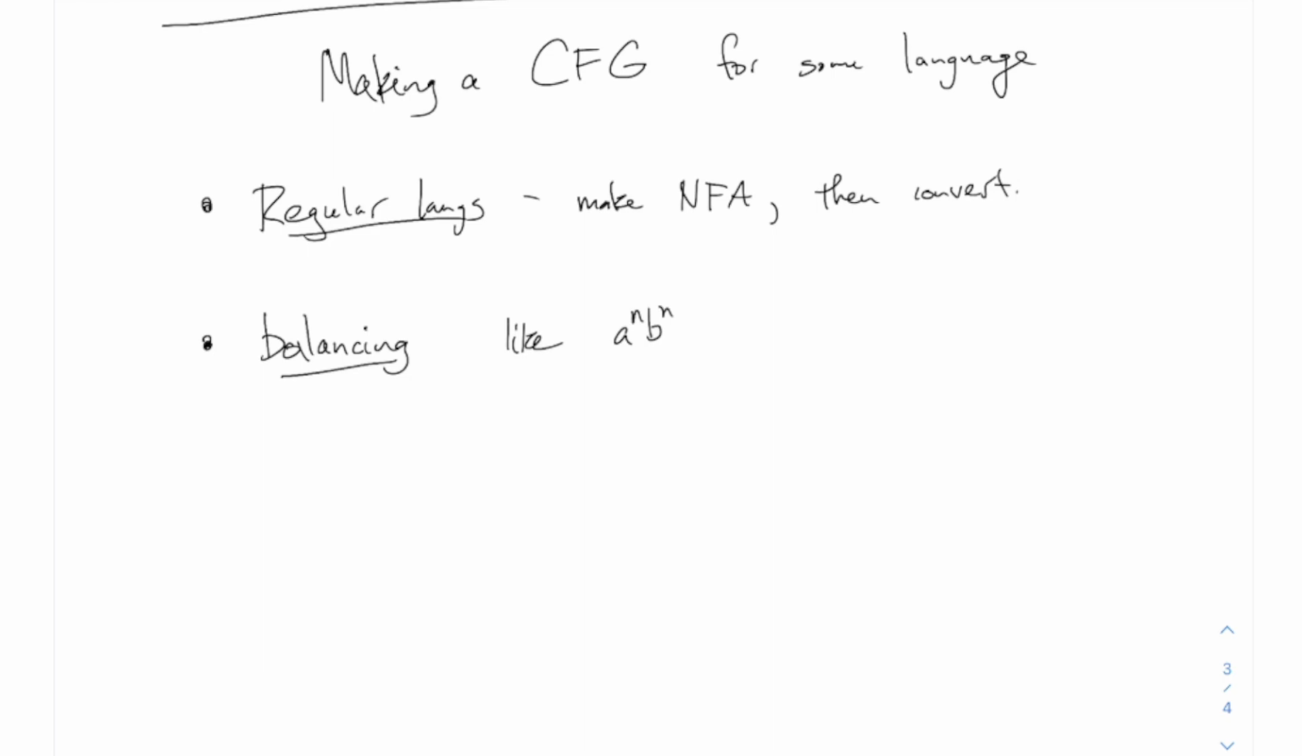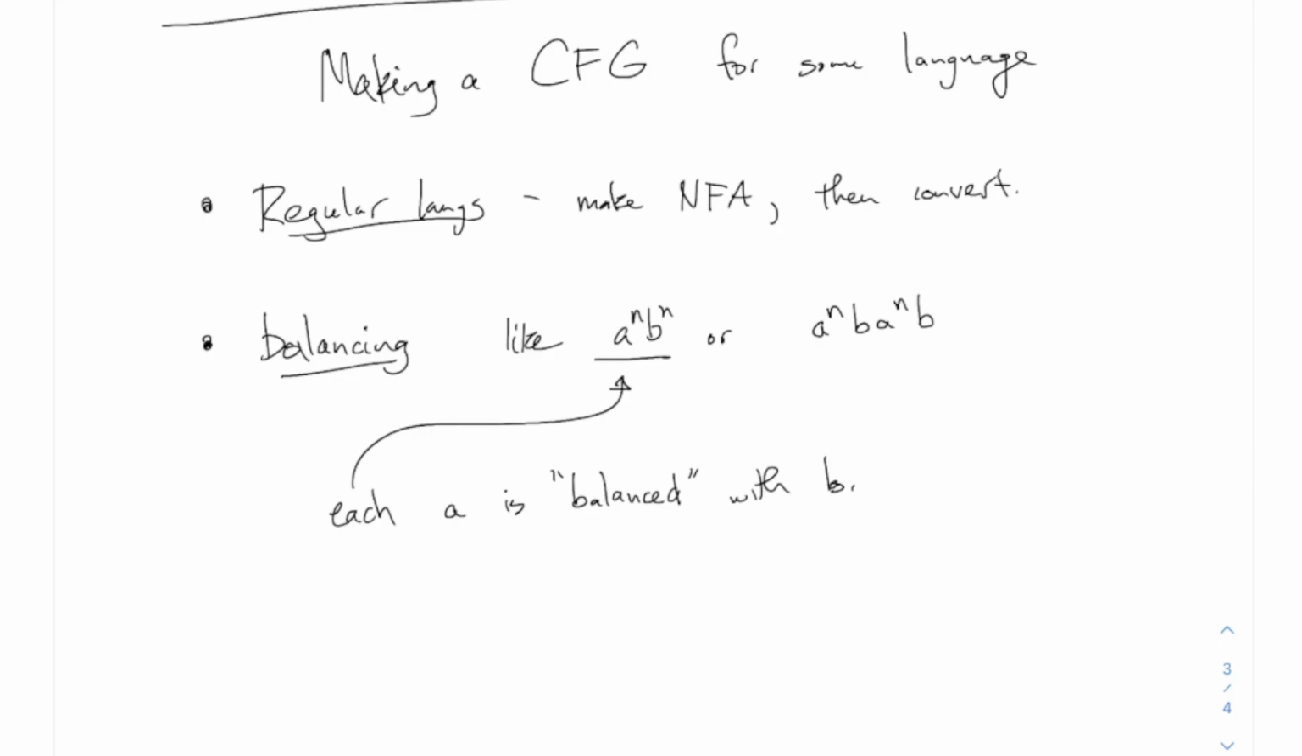types of balancing, or even that one that was on the quiz today, a to the n, b, a to the n, b, right? This also has part of it which is balanced with some other part, all right? Now, let's just focus on this one first. Why do I call this balancing? It's because each A is balanced with a B. All right? Each A is balanced with one B.